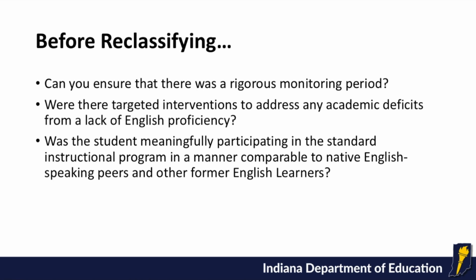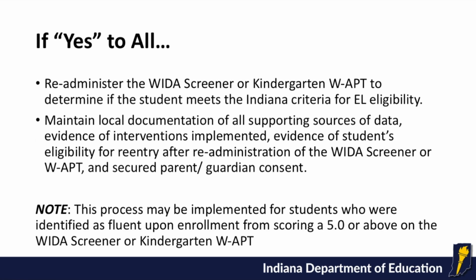Next, have targeted interventions been provided to address any academic deficits the student may have incurred as a result of a lack of English proficiency? And finally, has the student meaningfully participated in the standard instructional program in a manner comparative to native English-speaking peers and other former English learners? If these questions have been addressed, then the next step would be to re-administer the WIDA screener or kindergarten WAPT in order to determine if the student meets the Indiana criteria for EL eligibility.